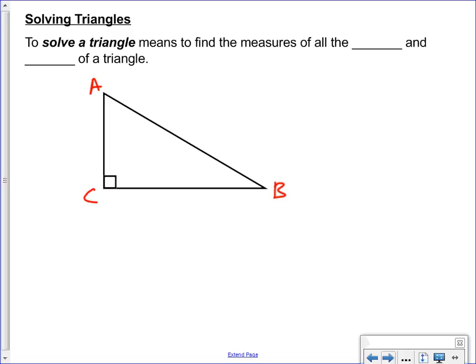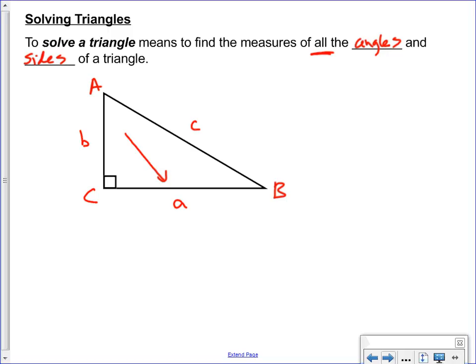So across from big A is little a. Across from big B, little b. And across from big C is little c. To solve a right triangle, you have to find all of the measures of the angles and sides. Nothing shall be missing. All will be revealed at the end of your journey of solving a triangle.